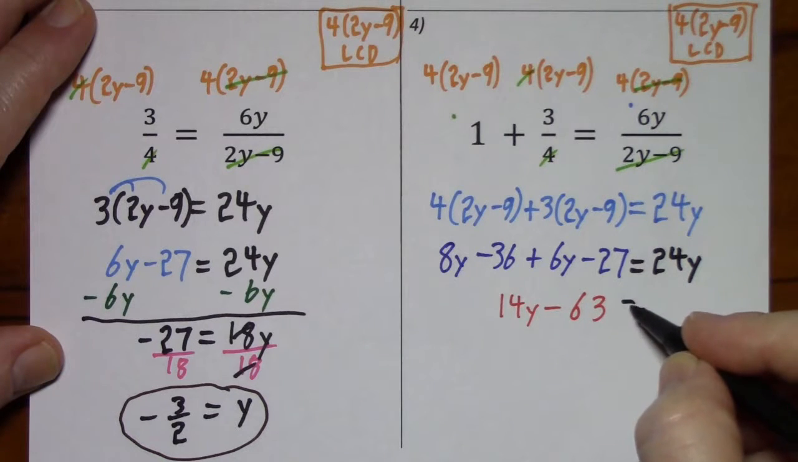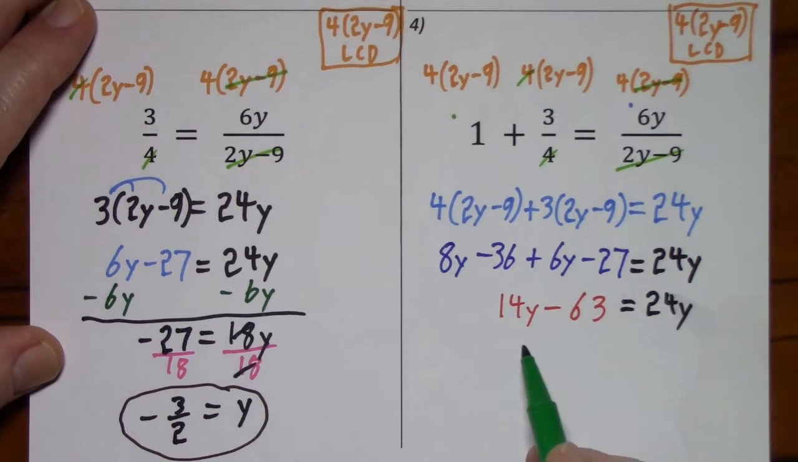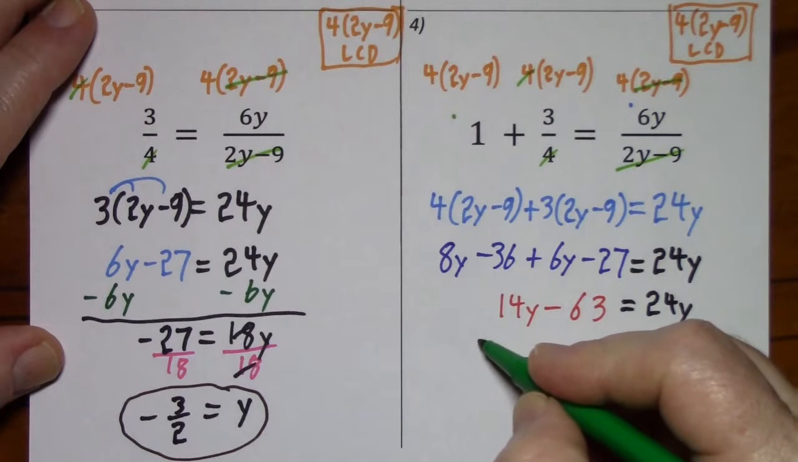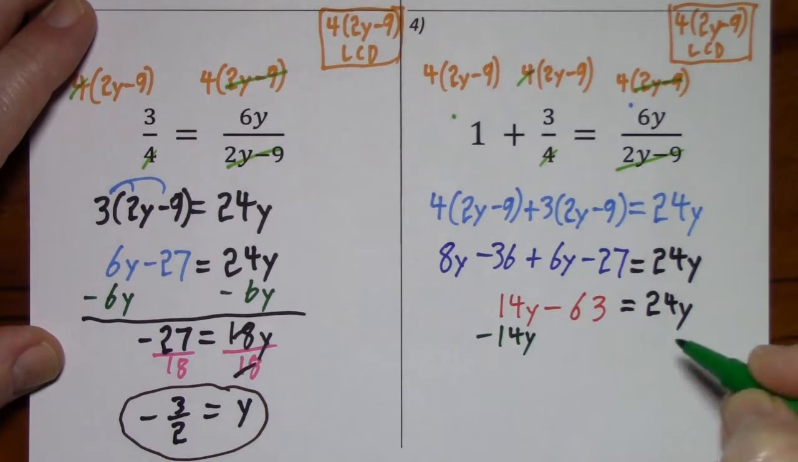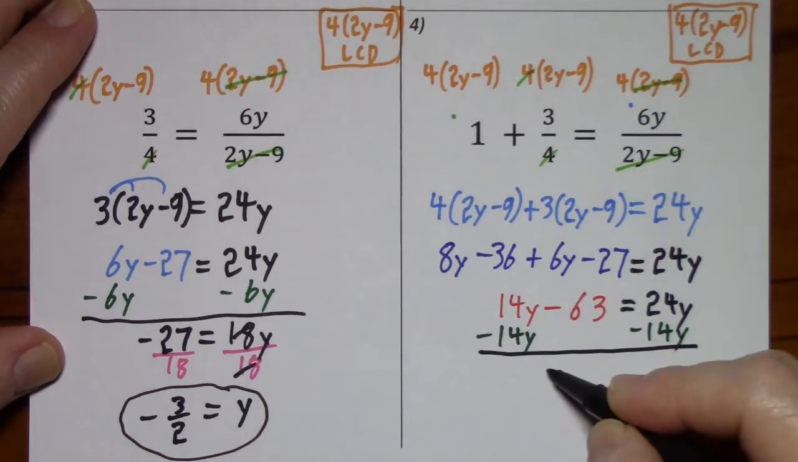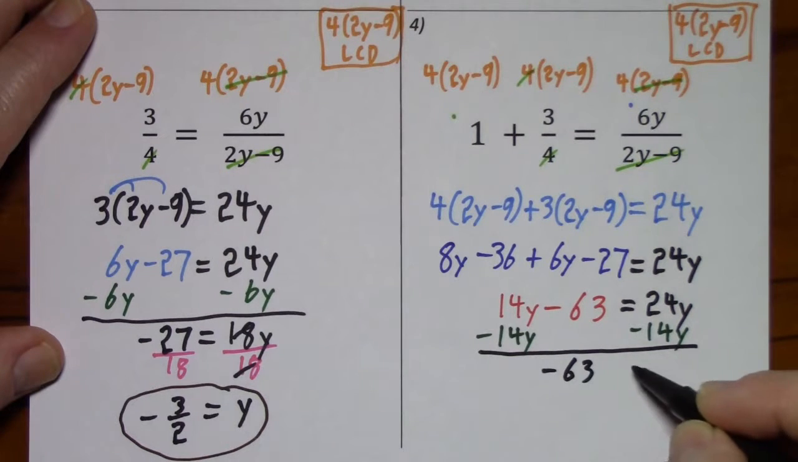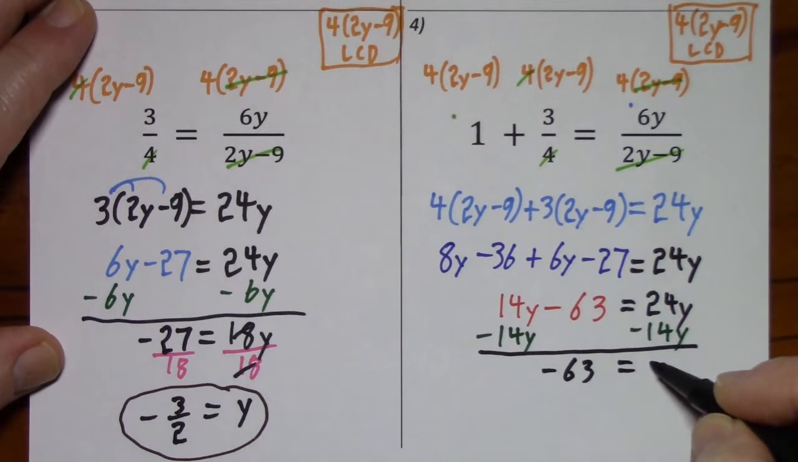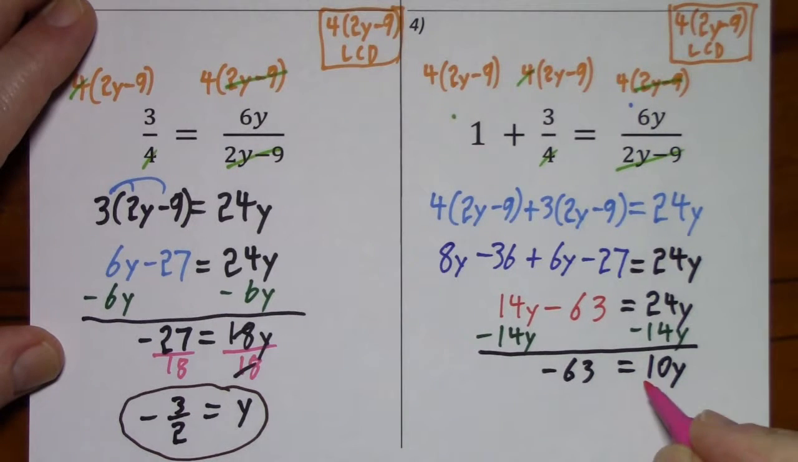Again, bring down equals 24y. Now let's get rid of the 14y. Here I just draw a line and bring everything down. That's a 0. Of course, you don't have to write it. Bring down your negative 63. And this will be, let's see, 10y. And finally, divide by 10, divide by 10. So we get y is equal to negative 63 tenths.